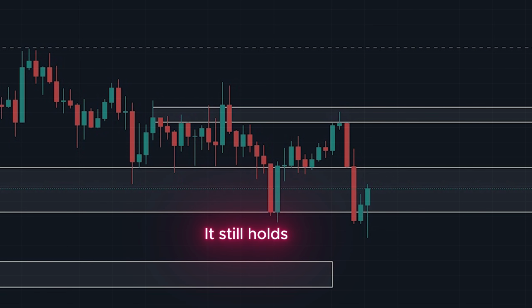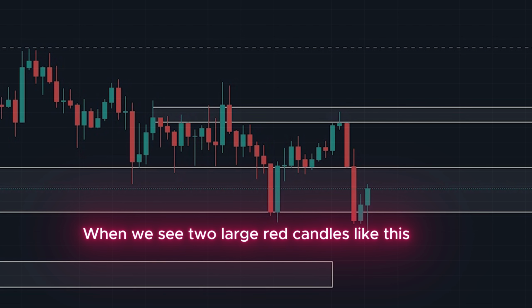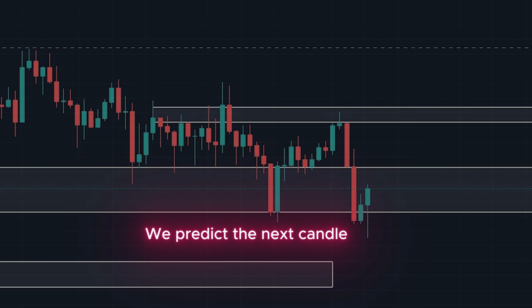But no, it still holds. When we see two large red candles like this, we predict the next candle will also be a red candle pushing down. But no, it's a green candle. This shows that right below, there's a strong buying force, buying up to balance the selling force.